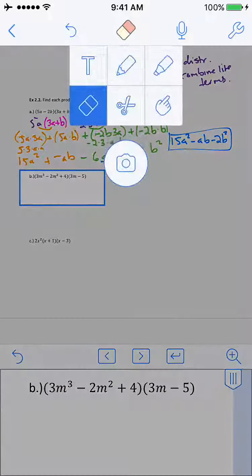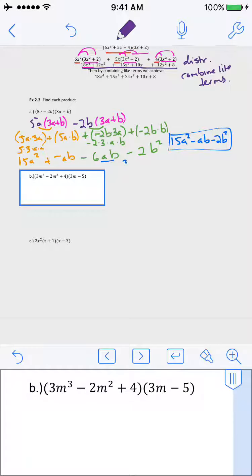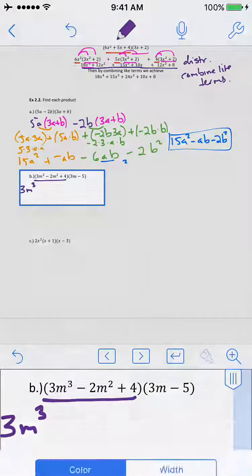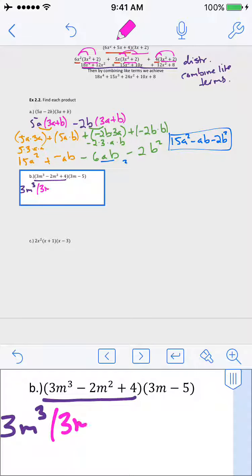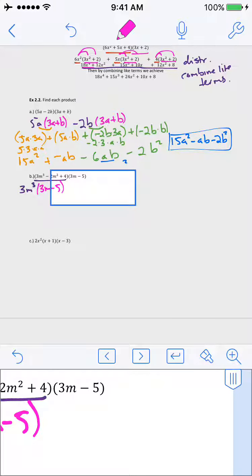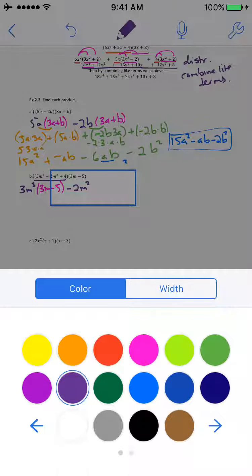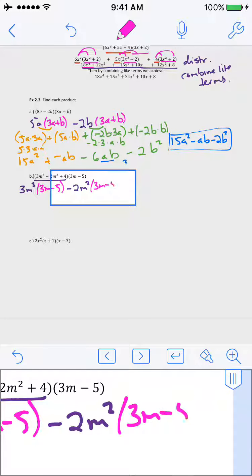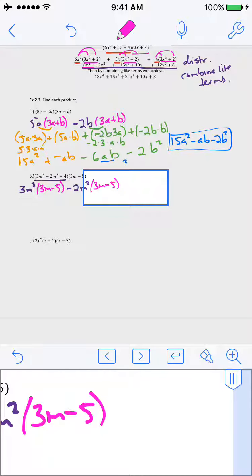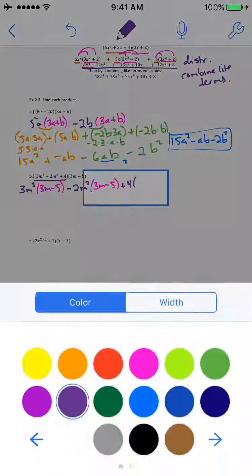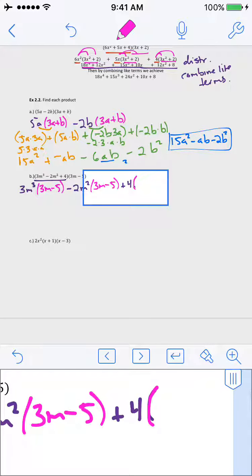Just give myself room, see how much room I have here. I'm going to do it in purple. So I've got the 3m cubed times the other binomial, 3m minus 5. And then I'll do the second monomial, minus 2m squared, times the 3m minus 5. And then I'll do the last monomial, quote unquote. I guess it's a scalar, but you could call it a monomial of m to the 0, right? You could do that, but that's up to you. 4m times 3m minus 5.